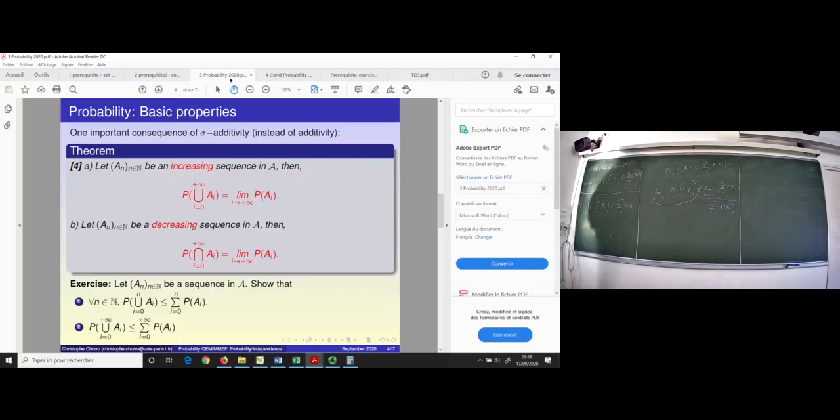So if I want to use such a result, that is in some sense a kind of inversion between limit and probabilities, because when you have an increasing sequence, the limit intuitively is the union of all of them, the biggest, and when you have something decreasing, the limit is intuitively the intersection, the smallest set I can get from all of them. So if I want to use my result, I need an increasing or a decreasing sequence here. Do we have on the board something that is increasing or decreasing?